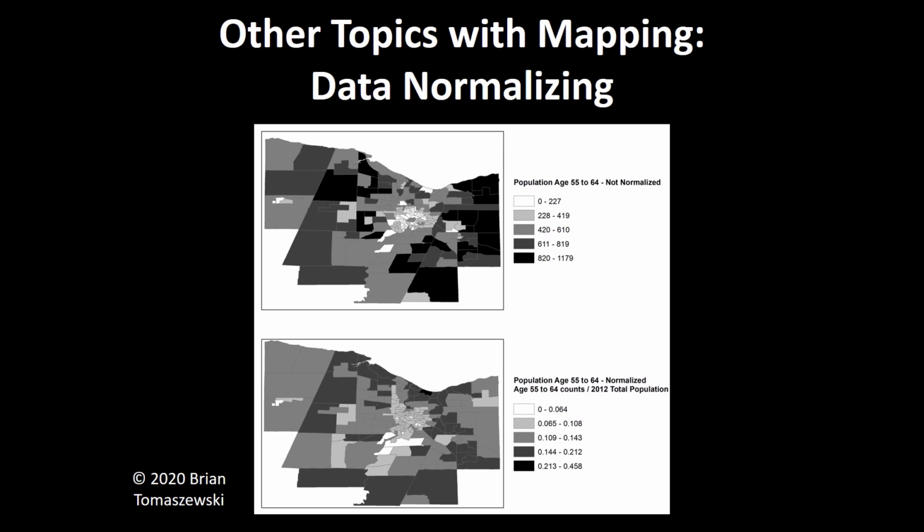Data normalizing will be important if you're going to map coronavirus cases to get a better comparison between different spatial units. For example, comparing one country to another or one county to another in terms of the percentage of the overall population that has coronavirus as opposed to just the raw counts of cases.